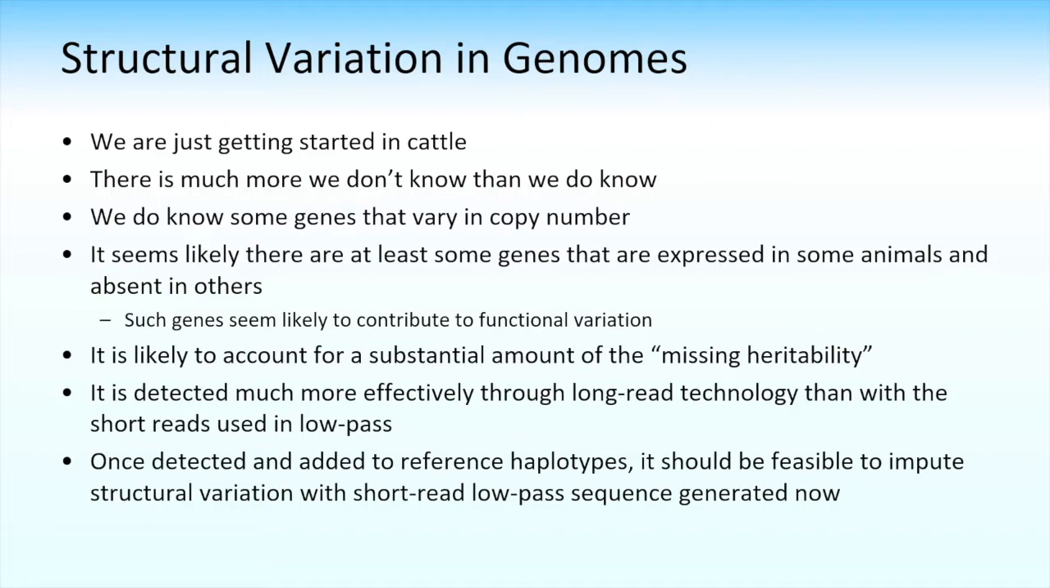Structural variation is detected much more effectively through long read technology than with the short reads used in low pass. But once detected and added to reference haplotypes, it should be feasible to impute structural variation with short read low pass sequence generated currently. And so that emphasizes one of the advantages of low pass, which is that we don't need to know what we're looking for before we run the assay. And that's a huge advantage.